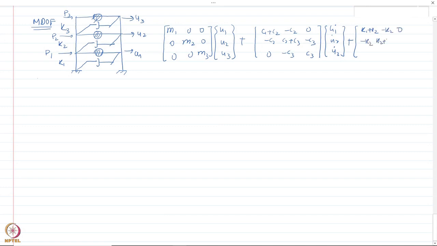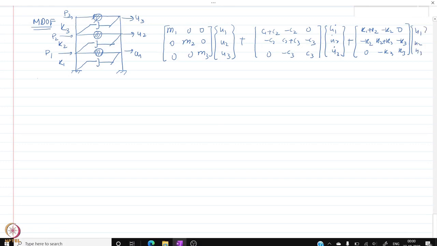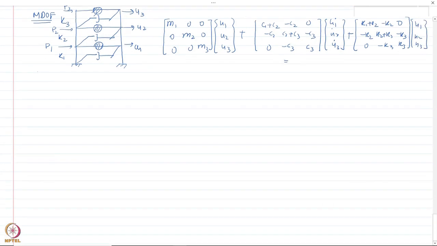So I can write this as K1 plus K2, minus K2, 0, minus K2, K2 plus K3, minus K3, 0, minus K3 and K3. And then U1, U2, U3, the displacement vector. And this is equal to the applied load vector. So in general, the equation of motion of a multi-degree of freedom system can be written as inertial force vector plus the damping force vector plus the internal force or the stiffness force vector equal to the applied force vector.